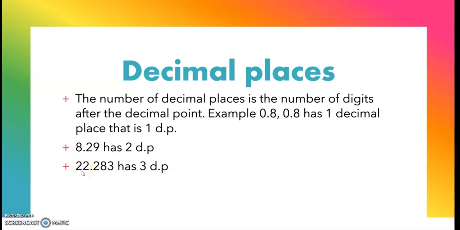Example 3: 22.283 has three decimal places because there are three digits behind the decimal point.